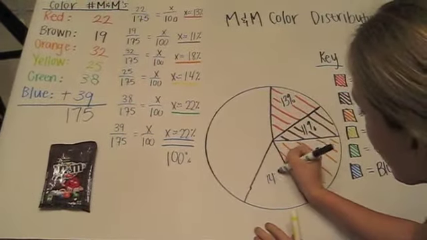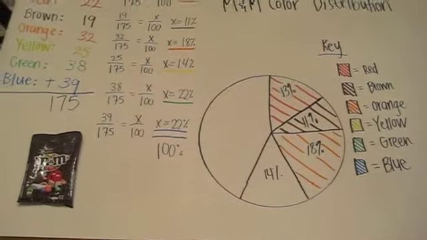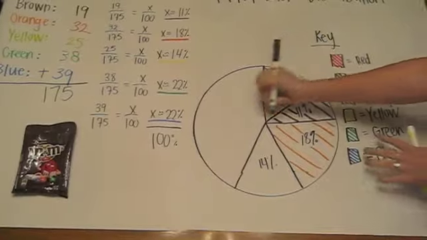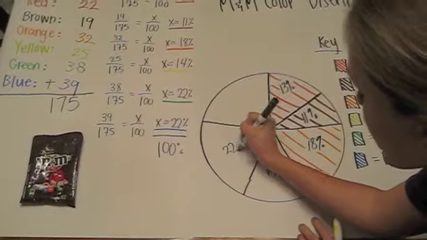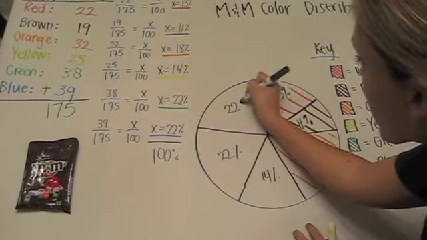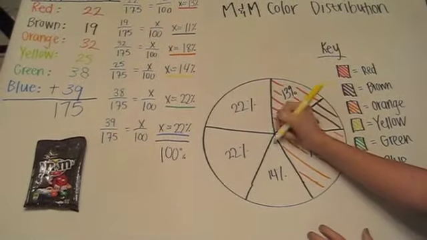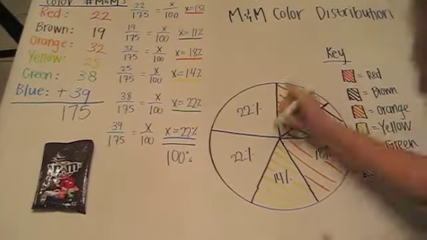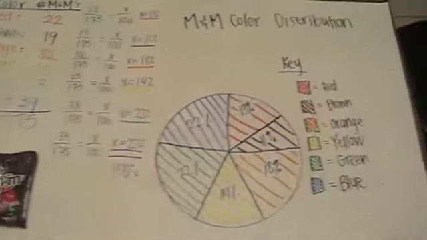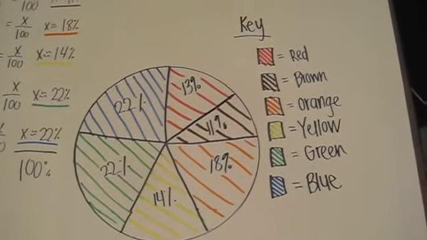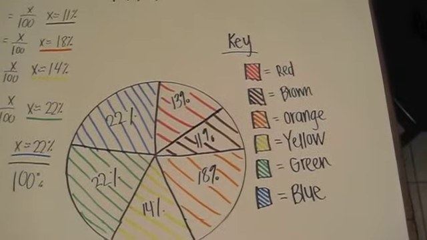So that's 14%. And then green and blue, we said both are 22%. So with the amount we have left, we just want to divide that in half so that they represent equal portions of the circle graph. And as we did before, we're going to color in the pieces according to our key. Now we have our completed circle graph, and we can see each of the percents that the colors represent of the whole bag of M&Ms.